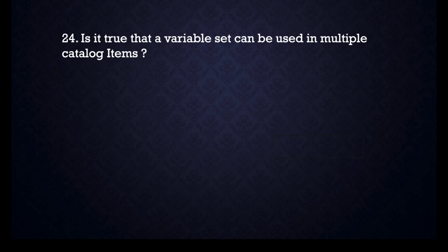Next question. Is it true that a variable set can be used in multiple catalog items? Options. False, true. So the correct answer is true. We can use a variable set in multiple catalog items.